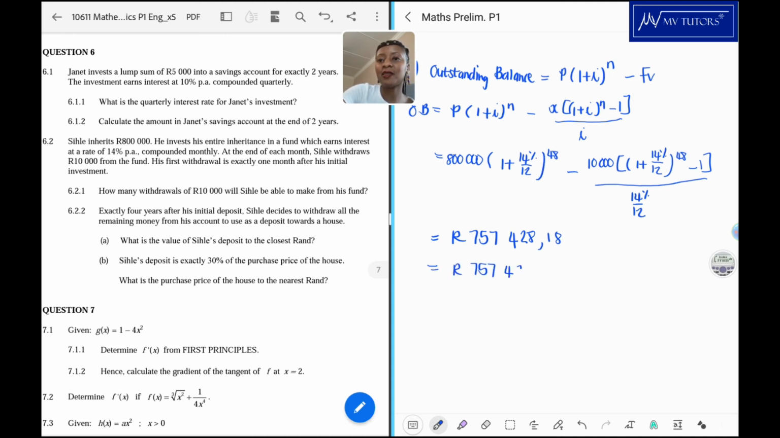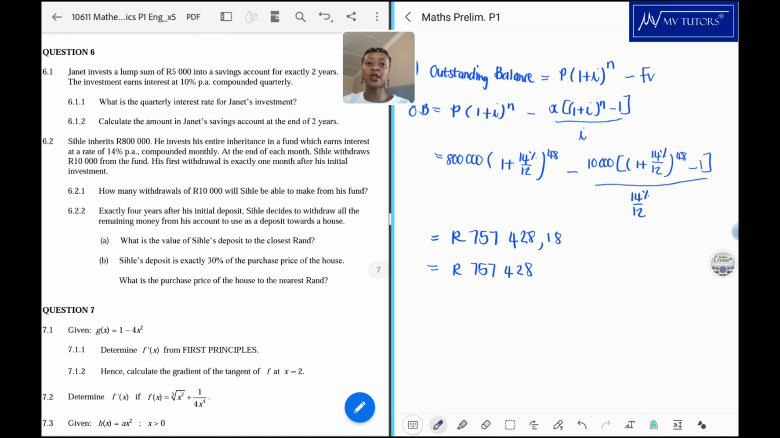Okay, so this is the amount. Not so bad, ne? So whenever you are getting the outstanding balance, guys, get your lump sum formula, compound formula, not simple interest, and then subtract it by the future value formula. That is the outstanding balance formula. Okay, they won't give it to you on the question paper, but put it down for yourself.